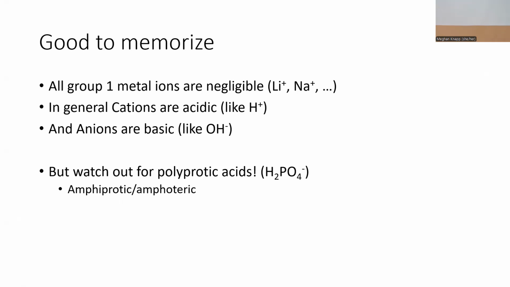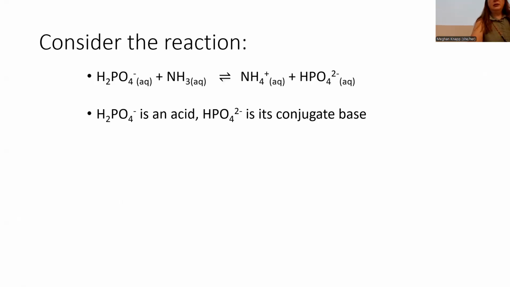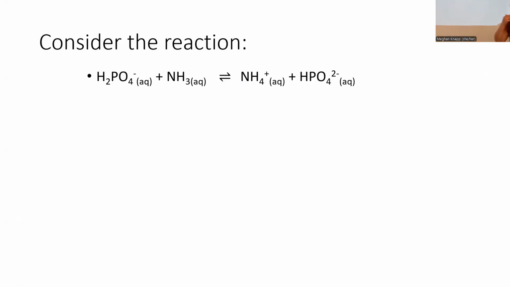All right, so let's consider this reaction. Which reactant is acting as the acid? First one or the second? The first one. It is giving up a proton. And when it does, which of the 2 products is its conjugate base? The first or the second? The second one. It looks just like it with 1 less hydrogen and 1 lower charge.